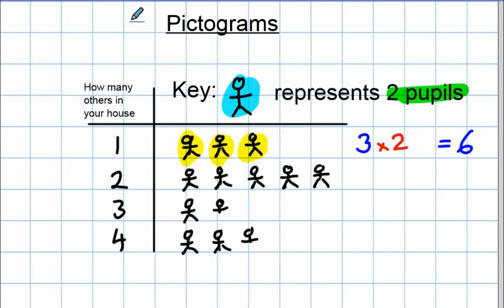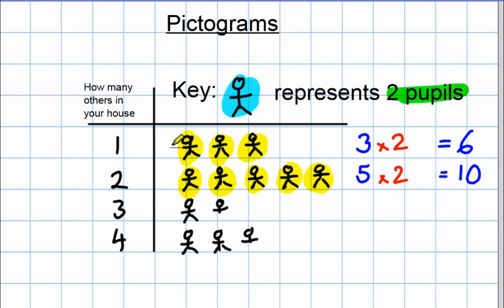I'll go through that again. What about how many pupils lived in a house with 2 others? Well, we've got 1, 2, 3, 4, 5 stick men. Each stick man represents 2 pupils. So 5 lots of 2 is 10.